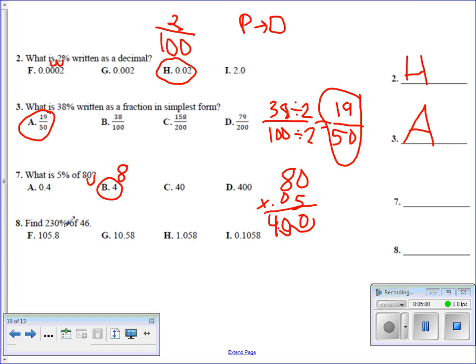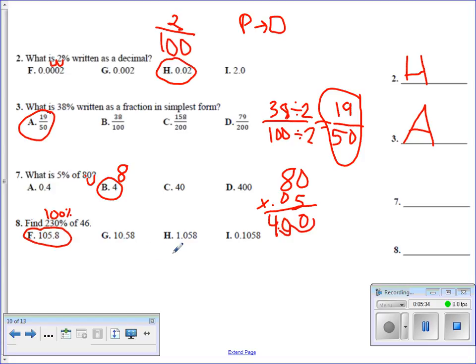Find 230% of 46. Well, 100% of 46 is 46. So 200% of 46 is going to be twice as big. Okay, so I know my answer is going to be at least bigger than 46. So if you look at these options, which option is bigger than 46? Okay, only one of them is bigger than 46. So that's a test-taking strategy when it comes to multiple choice.